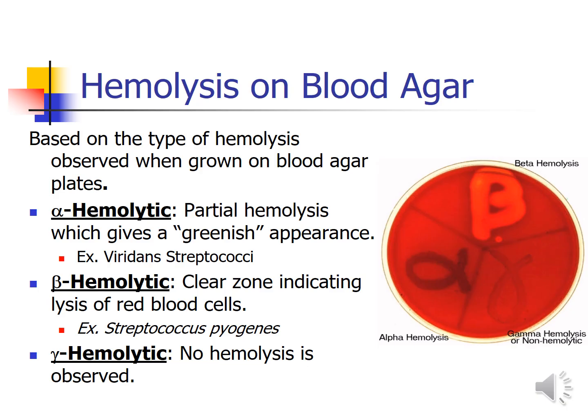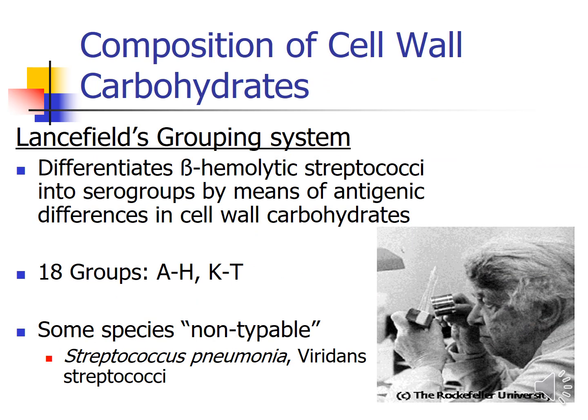Next, the composition of the cell wall carbohydrate. Based upon the Lancefield group of classification, we can differentiate beta hemolytic Streptococci into groups by which antigenic differences can be identified. They are classified into 18 groups, starting from A to H and K to T. Some species are non-typable. Here we will be discussing Streptococcus viridans and Streptococcus pneumoniae.